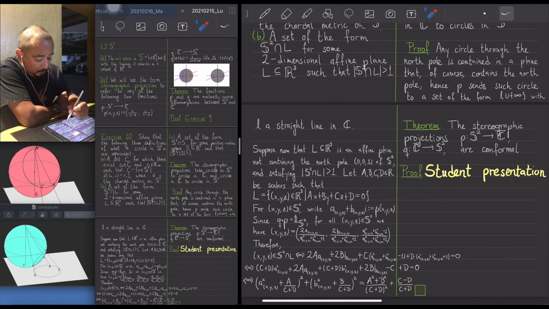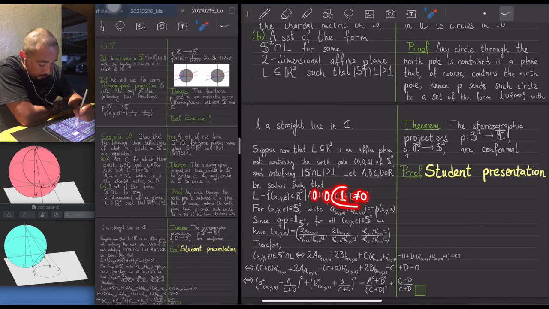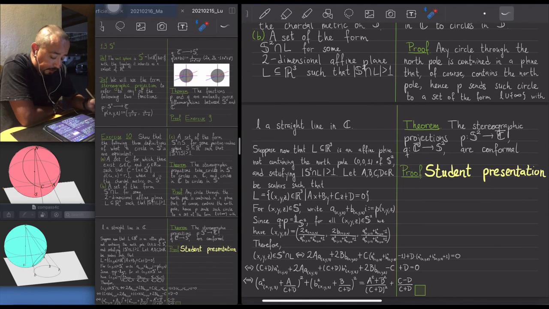Okay, and once we have that, there are two things to notice. One is that C plus D is not zero, and this is because the North Pole is not in L. So when we plug in the North Pole (0, 0, 1), this gives me not zero, because the North Pole is not in L. And this means that C plus D is not zero. So that is the first thing.